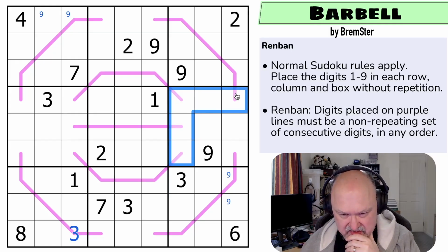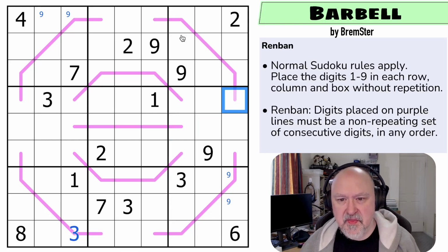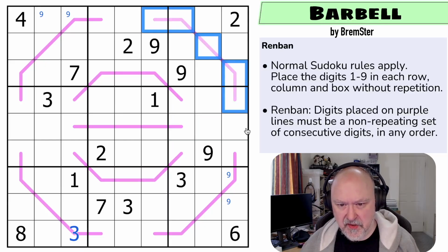Every one of these lines needs a 5 on it. This line can't contain a 9, because I can't put a 9 in any of those or there because of these given 9s. So if it doesn't contain a 9, it must also contain a 4, because 8, 7, 6, 5, 4 means that it must always contain a 4. So there's a 4 in one of those 3.